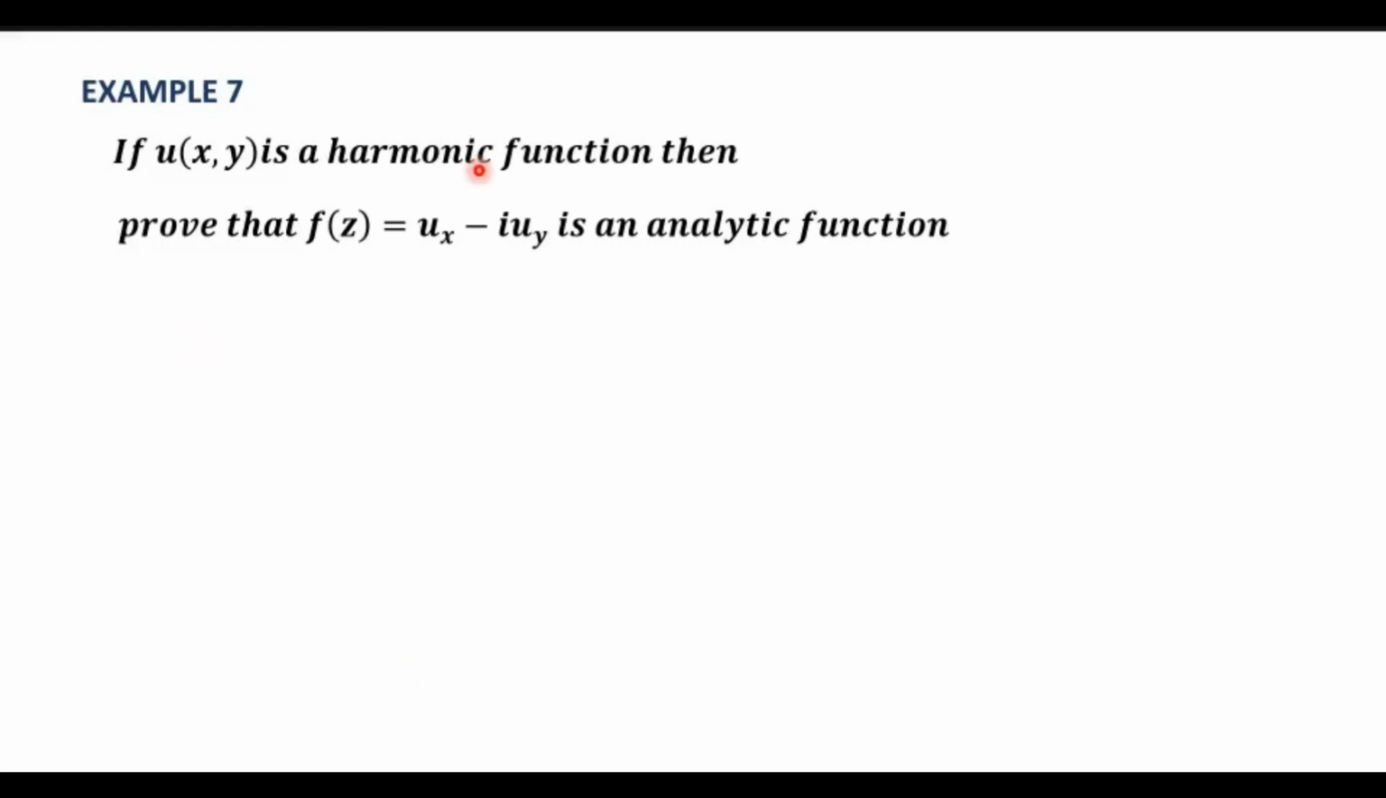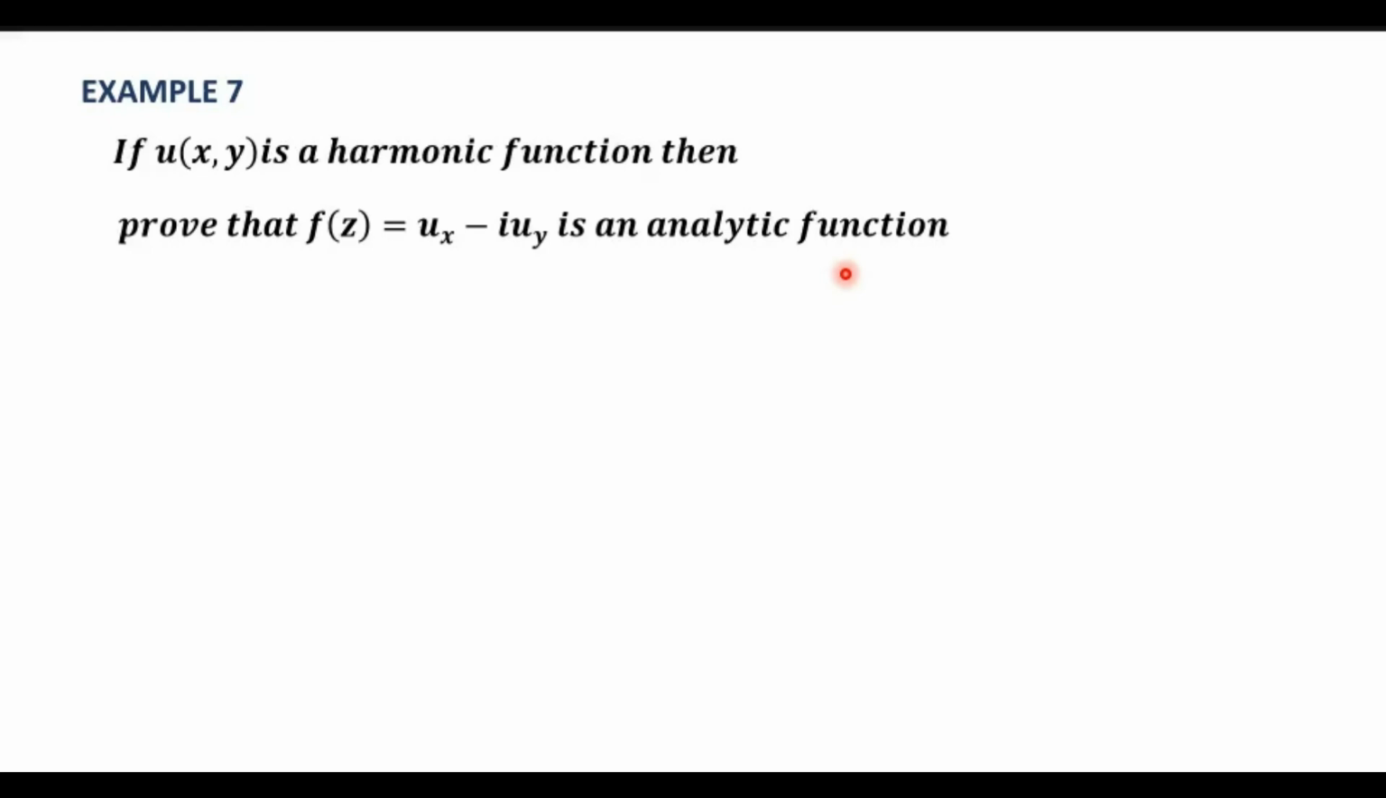So here u harmonic is given, so we have to prove that ux minus iuy is an analytic function, not f of z. We have to prove ux minus iuy. So just start with what is given and what is to be proved. So what is given first? If u is a harmonic function, that is the given condition.